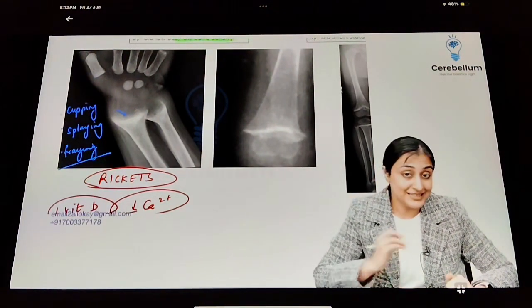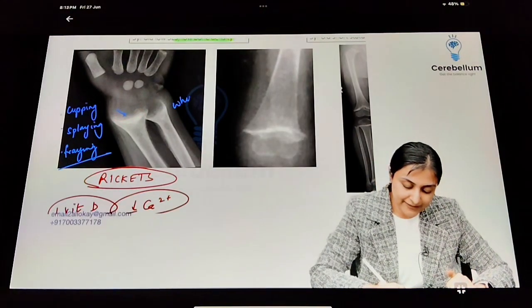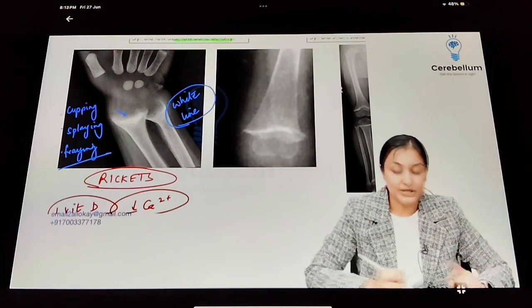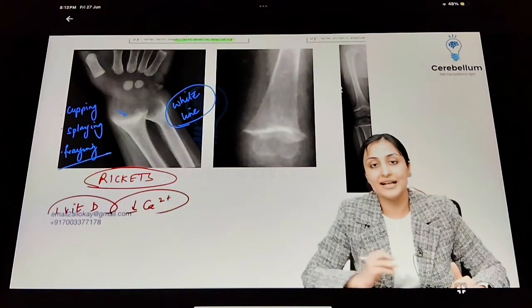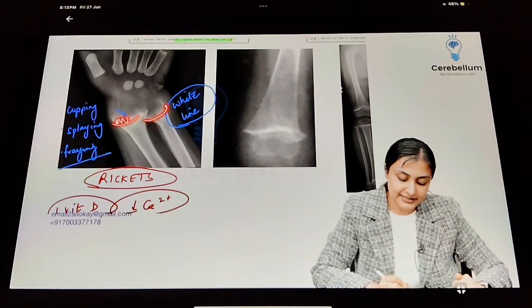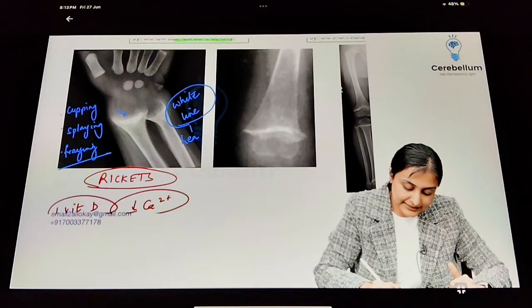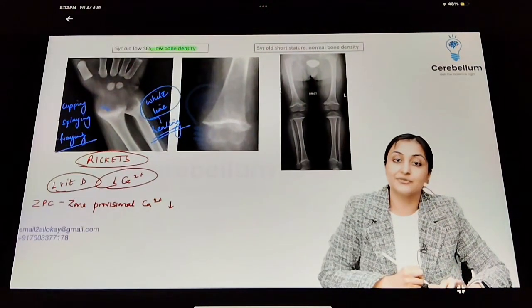Once you give calcium in healing rickets, now what happens? The white calcification begins, and you may see a white metaphyseal line. But don't confuse this with the white line of Frankel that you see in scurvy. How not to confuse? Both are white lines, but in rickets, the irregularity is going to persist. So the white irregular line is what is seen in healing rickets. That is the sign of healing rickets.